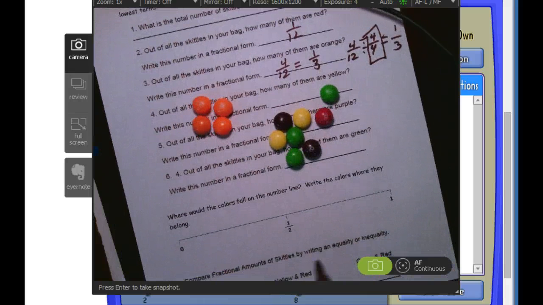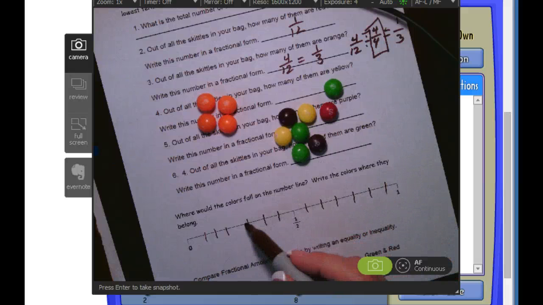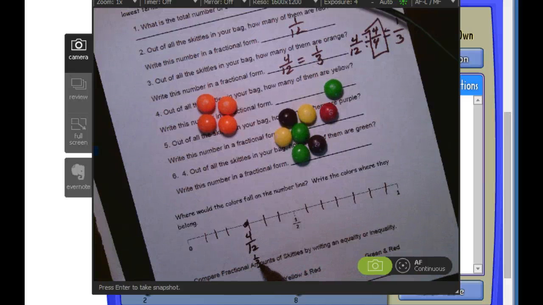Then as you move down, there's a number line, so you can place the fractions on a number line. Since we have 12 Skittles, we'll want to make sure we have 12 increments. So I have 1, 2, 3, 4, 5. I know mine aren't exactly spaced correctly, so we have 6 on each side. And so we could place 4 of the 12 right here, which is also 1/3. So we can see the equivalence.